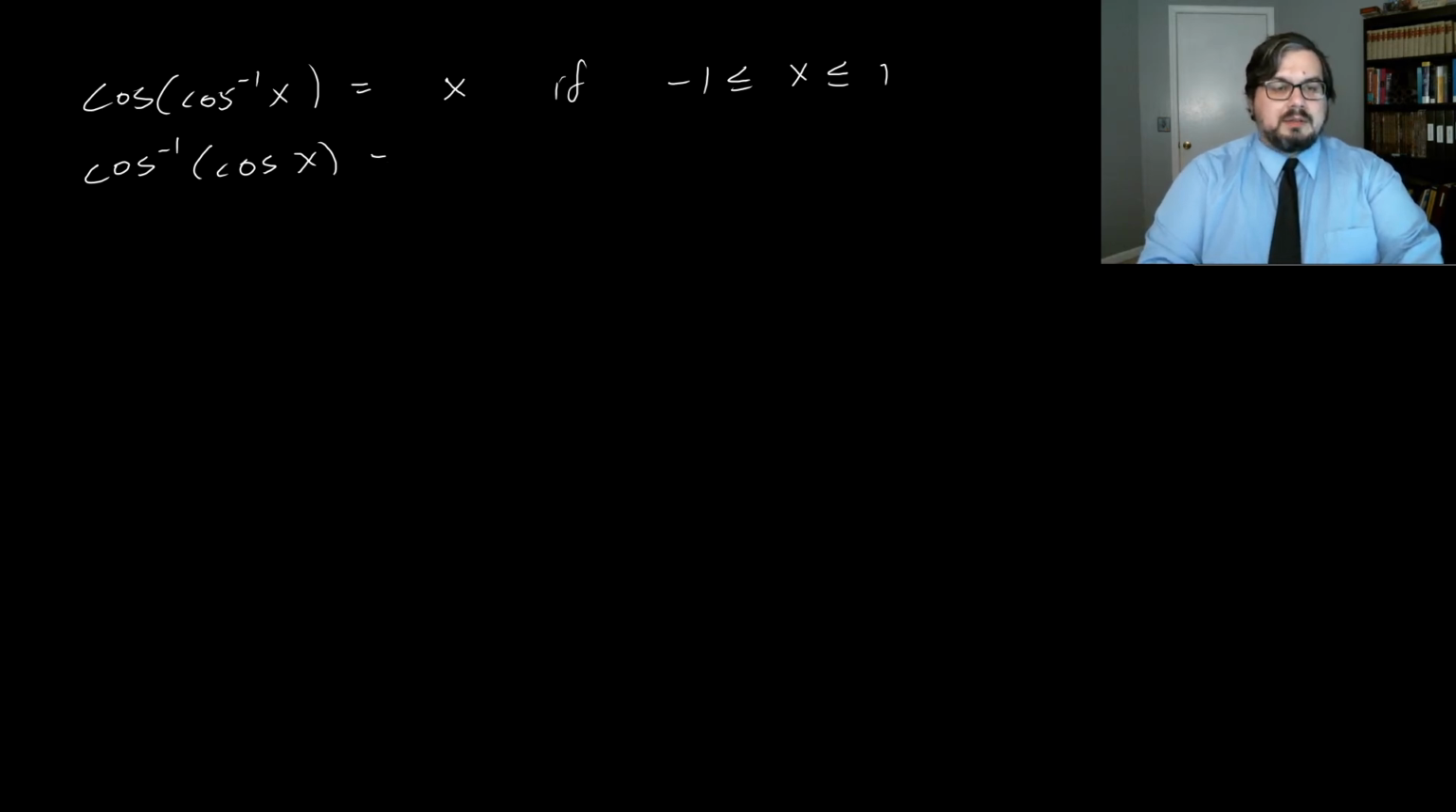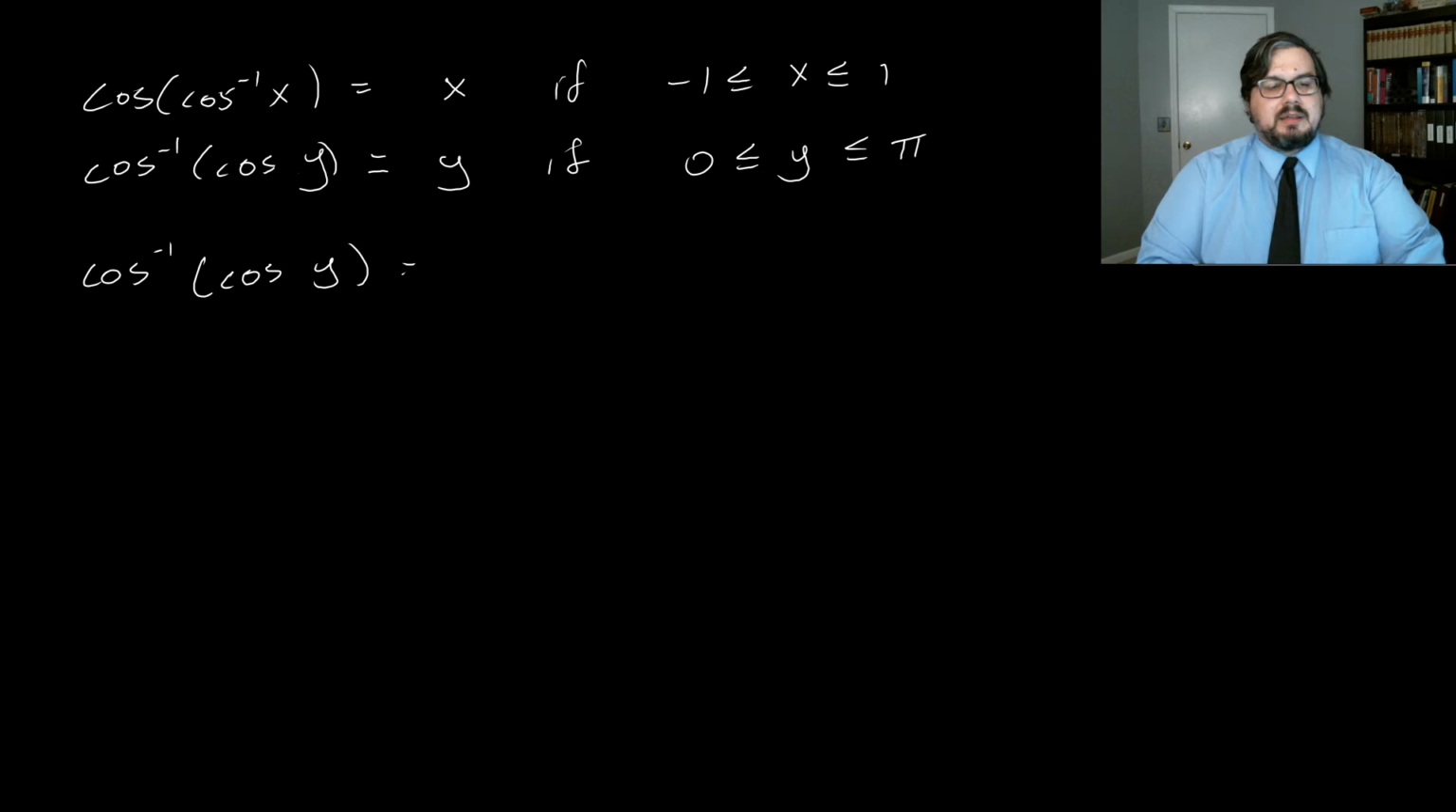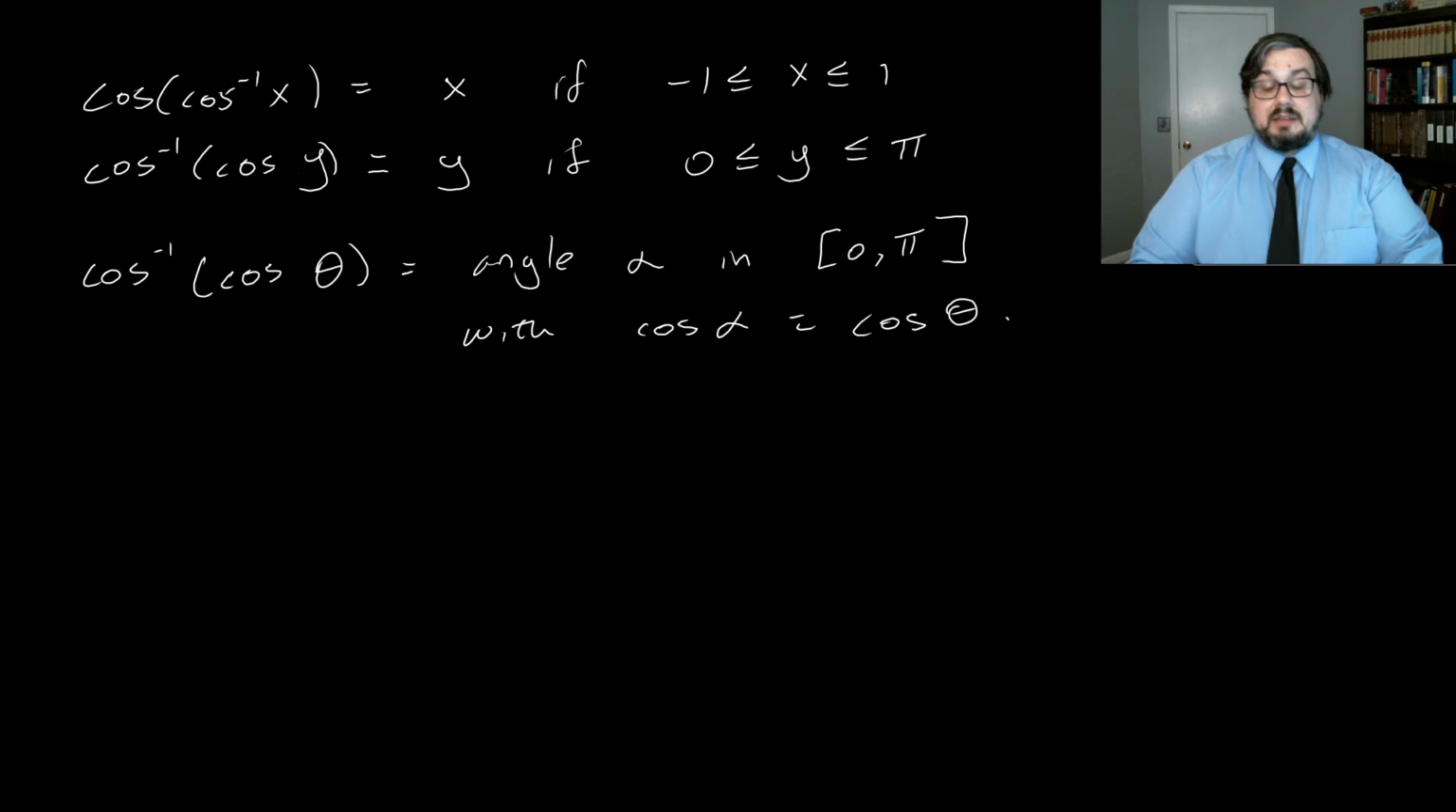So we have that cosine of inverse cosine of x is equal to x if x is between -1 and 1, and we have that inverse cosine of cosine of y is equal to y if y is between 0 and pi. And in general, let me write it the same way that I did before: inverse cosine of theta is equal to the angle alpha in the interval from 0 to pi, with cosine of alpha equaling cosine of theta.